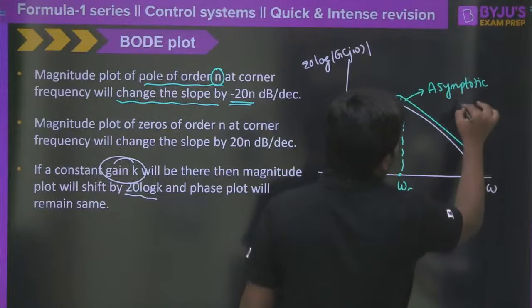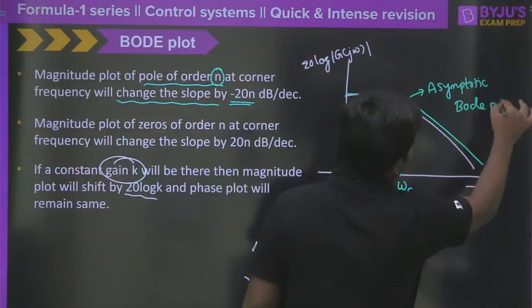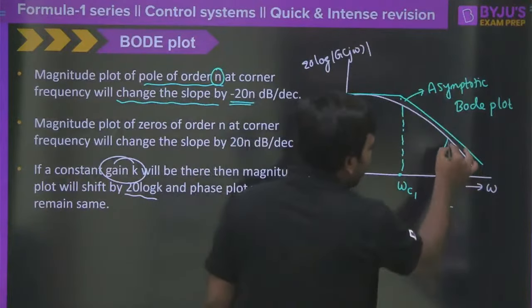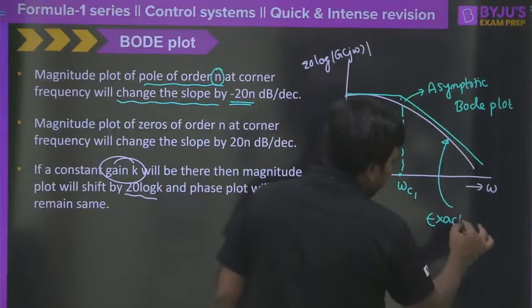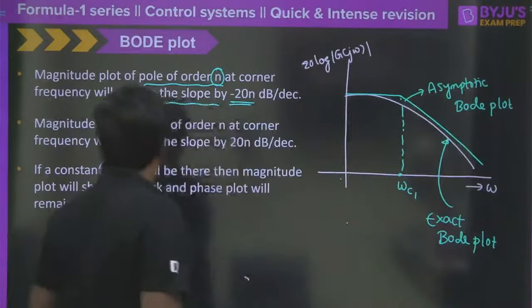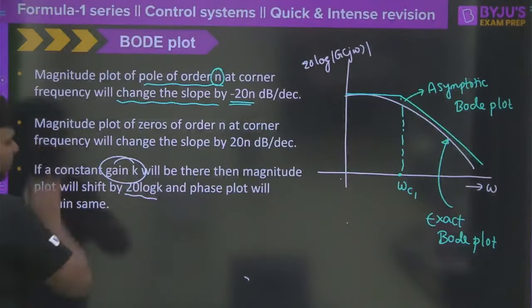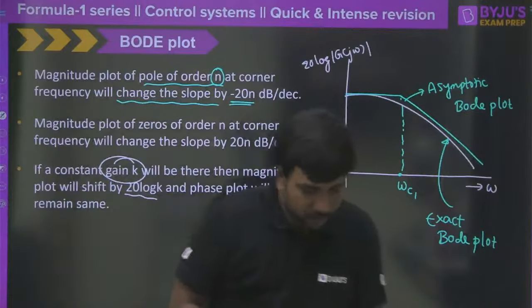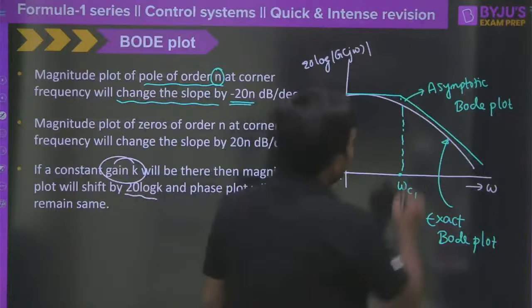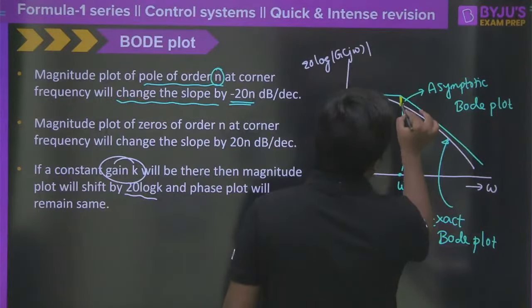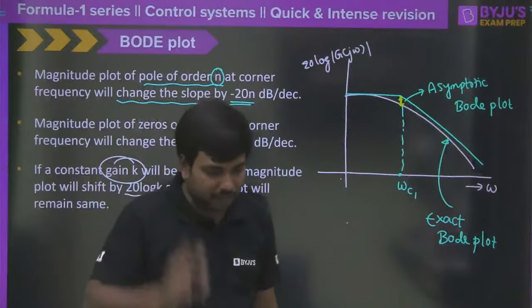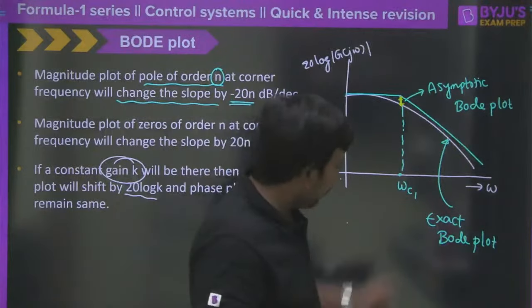Clear? Asymptotic Bode plot. Now you tell me where there is a possibility of having more gap between the asymptotic Bode plot and the exact Bode plot. Any one of you? Where do you find the maximum difference between the asymptotic Bode plot and the exact Bode plot? Look at this graph and tell me. There are around 30 students, so let me know. Usually at the corner frequency, we find a lot of difference between the asymptotic Bode plot and the exact Bode plot. This is a very, very important concept to know. Sanjay is saying corner frequency. Correct. Excellent. That is the point you must remember.